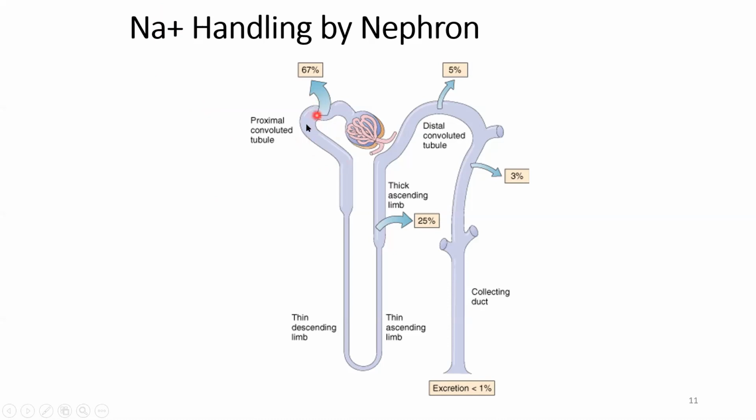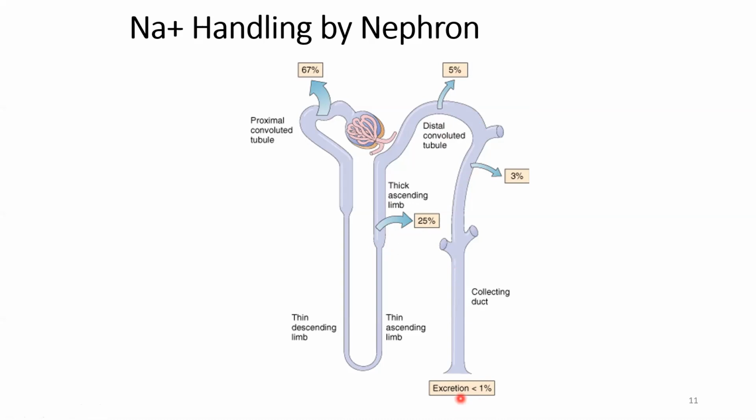And you can see that in the proximal convoluted tubule, the largest share of sodium reabsorption takes place here, 67%. Then you have the thick ascending limb of the loop of Henle, in which 25% is reabsorbed. And in between these two, there's about 8% of sodium which, and this is important, may or may not be reabsorbed from here, and less than 1% is excreted, normally speaking.